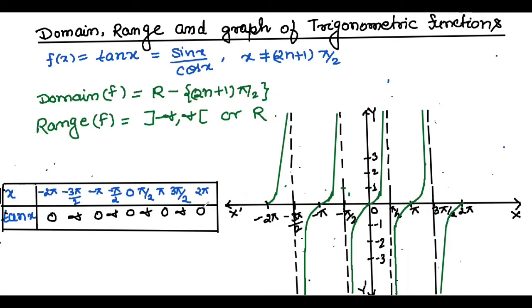According to that, whenever we have infinity we can't show the graph there. Because of that I have shown a dotted line for the infinity part. At π/2 I have shown a dotted line, and then at 3π/2 also a dotted line, then minus π/2 a dotted line and minus 3π/2 also. Now one by one we will plot the points here and then we can get the graph of tan x. So this is the graph of tan x.